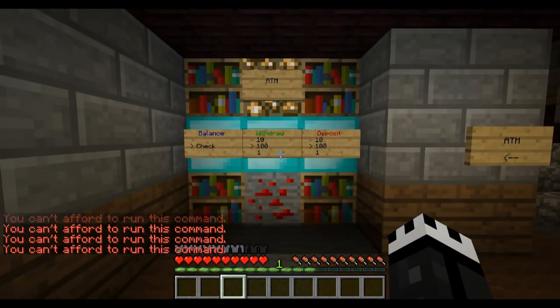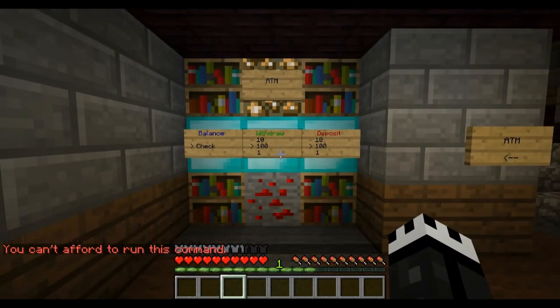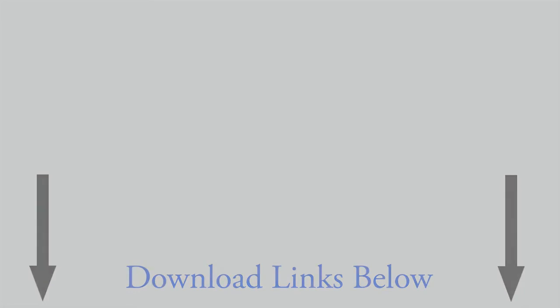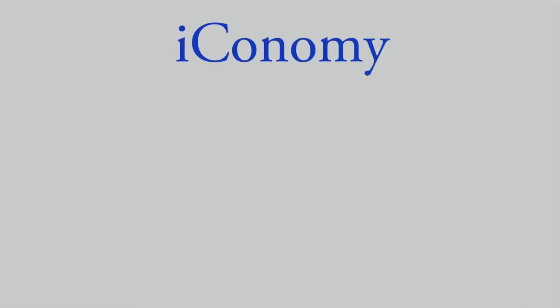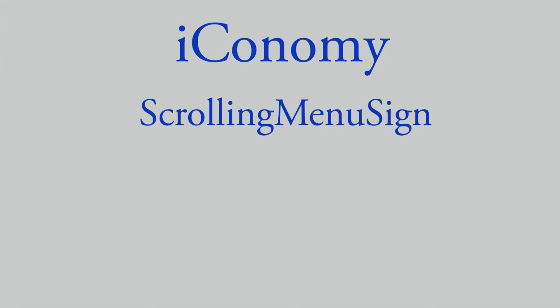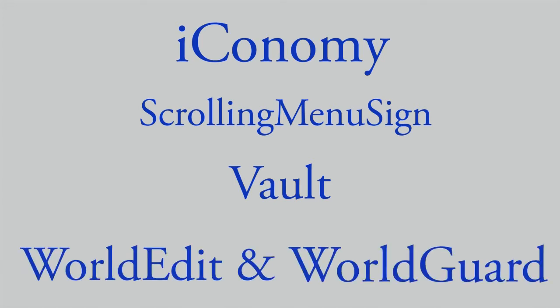Now I will show you guys how to set it up. First, I'd like to thank the developers for making these plugins. A link to their website and where to download will be in the description below. The 3 main plugins we use are Economy, that gives players accounts, Scrolling Menu Sign, that adds a user interface to the ATM, and Vault, that ties the 2 together. Optionally, you can use World Guard with World Edit to restrict the use of the /money command, forcing players to visit ATM locations to check their balance.